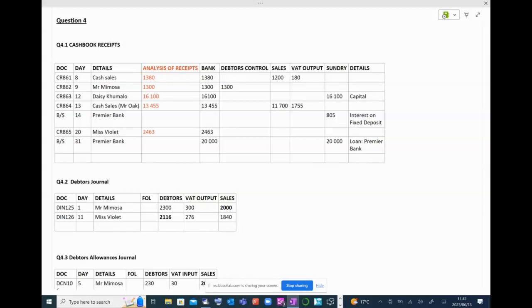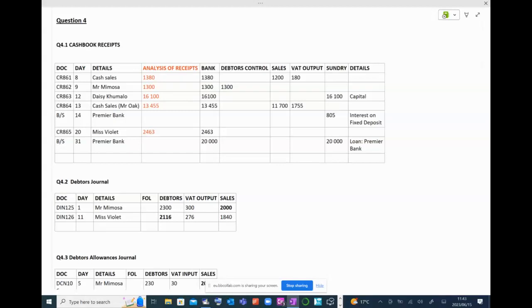Next one, DCN. Where is that going? Debtors allowance journal. Next one, CR. Where is that going? Cash receipts. JV, general journal. Then EFTCS.